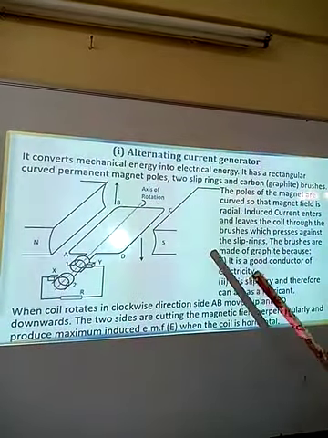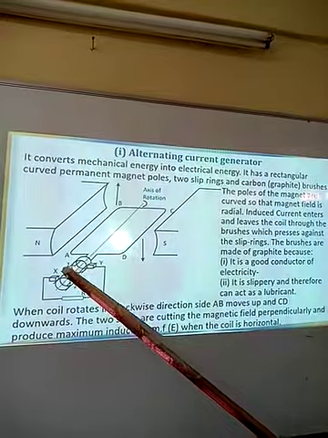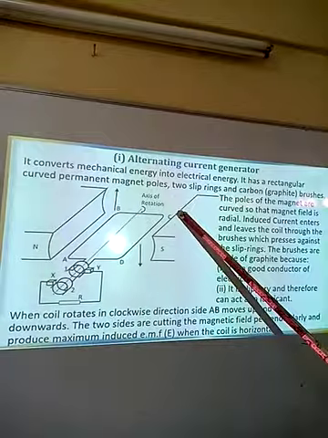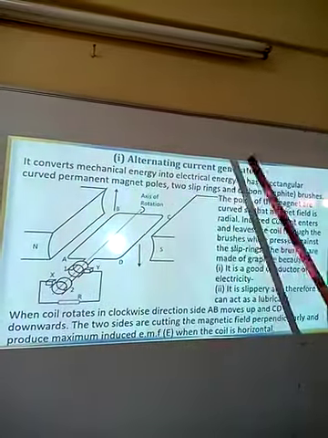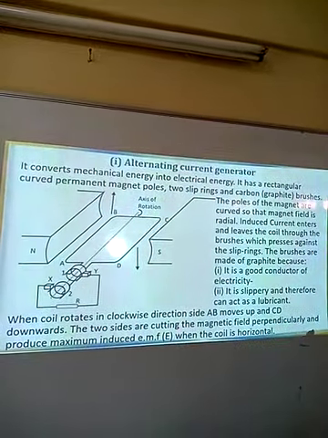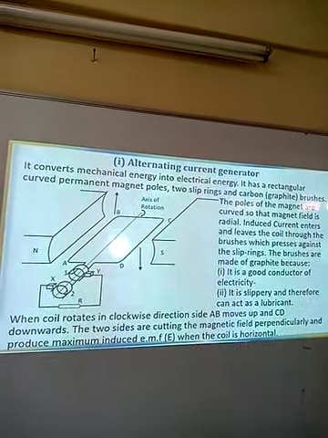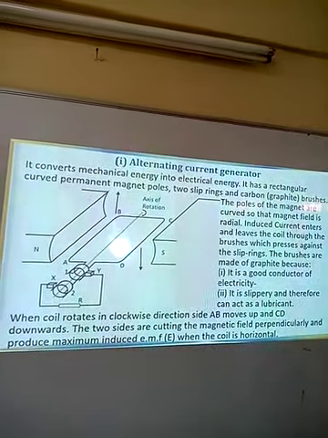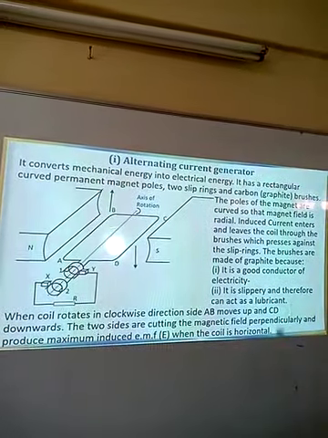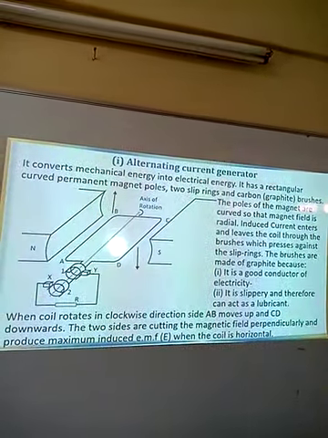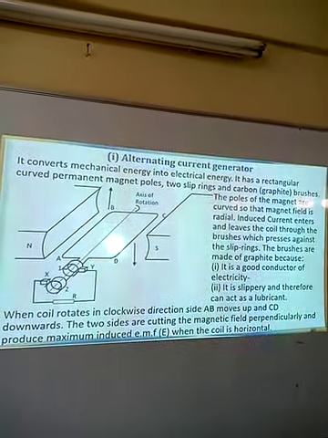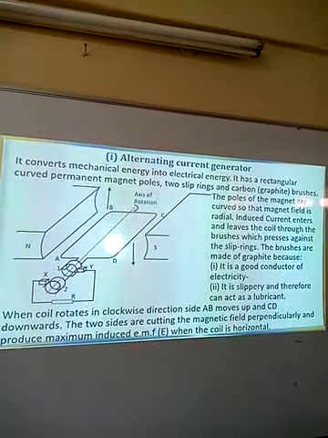So using Fleming's right hand rule, we can see that the current on this side is moving from point A to point B, and along CD, the current is moving from point C to point D. Now, when the coil is horizontal like that, the angle between the field and the coil is maximum, that is 90 degrees. As it rotates, by the time it reaches the vertical axis, there will be no cutting of the field and therefore no current will be induced in the coil.